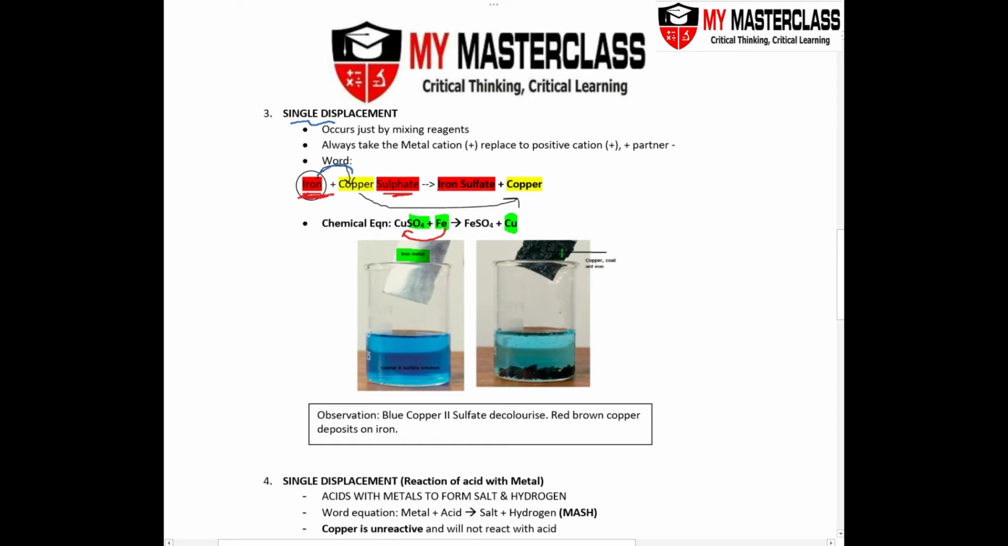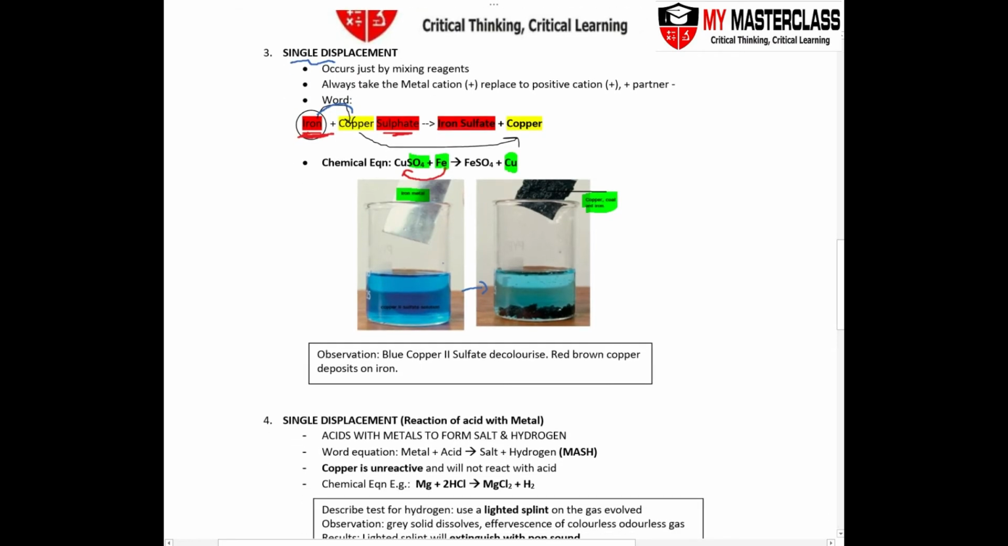Okay, this black solid is actually not really black, right? This is actually the copper that is being kicked out, and the copper that is being kicked out just coats around the iron layer. Okay, and you see your blue color becomes slightly lighter, and if you put it long enough, then the blue color would decolorize completely. So same thing in the laboratory, they always ask you, what's your observation? We are keen in the observation. Blue copper 2 sulfate decolorizes, it becomes lighter, and you see a red-brown copper deposit on iron. So this black stuff that you see, because it's copper, it's not black, you have to write it as red-brown.